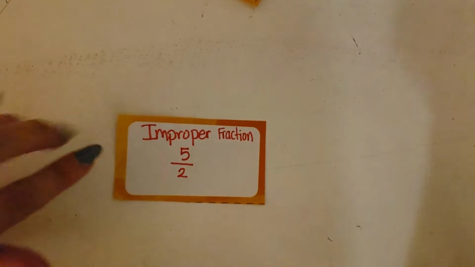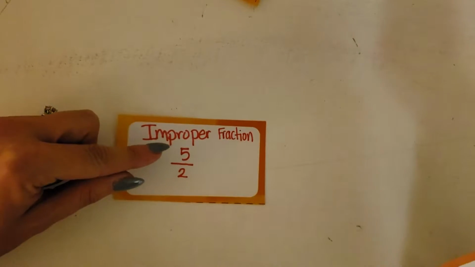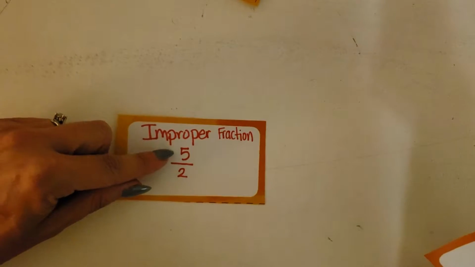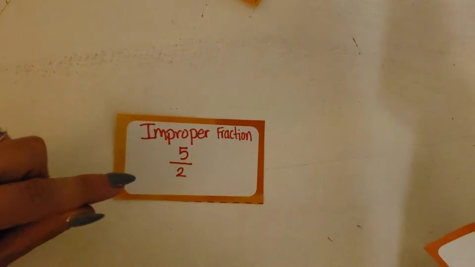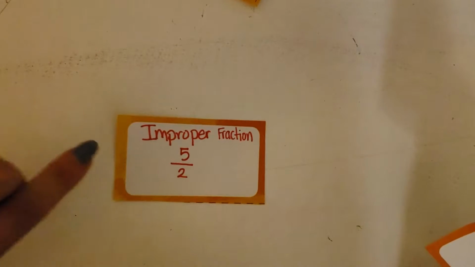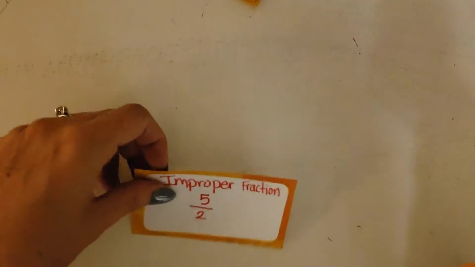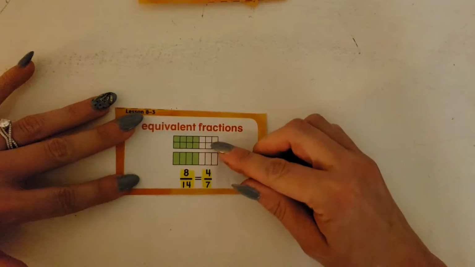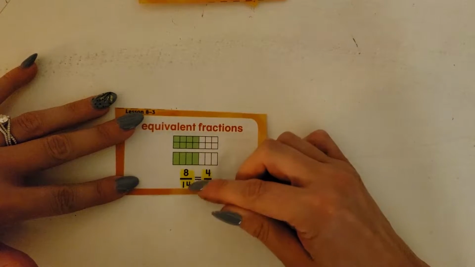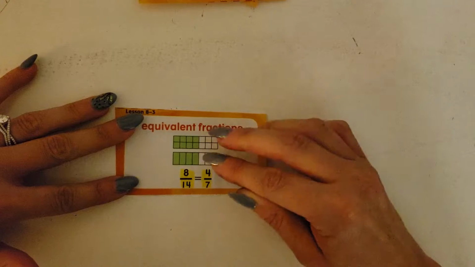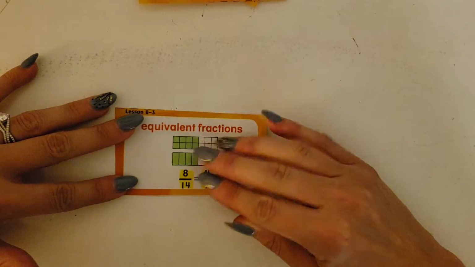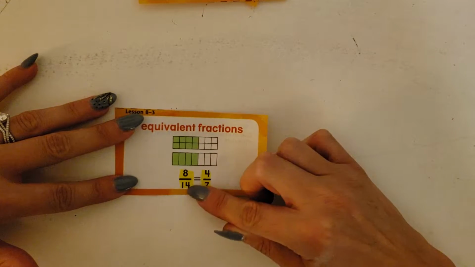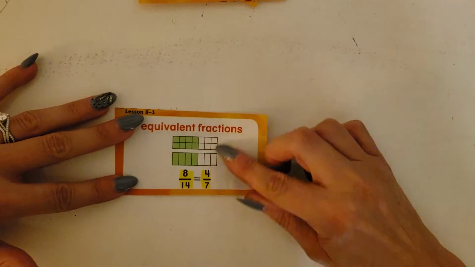The next vocabulary word we're looking at is an improper fraction, and that is when you have a larger number in the numerator than in the denominator. So 5/2 is an improper fraction. Equivalent fractions is just the same thing. You're saying 8/14 is equivalent to 4/7. It's the same amount, but they have a different number in the numerator than in the denominator. But they're equivalent. They're the same amount.